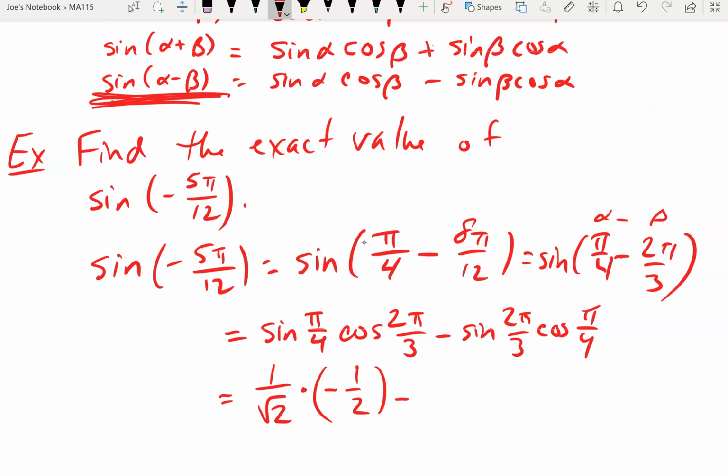All right, let's go to the next piece. Sine of 2 pi over 3. Well, again, the reference angle is pi over 3. Sine of pi over 3 is square root of 3 over 2. We're in quadrant 2, so is it positive or negative for sine? Positive. So the square root of 3 over 2. And then cosine of pi over 4 is 1 over square root of 2.